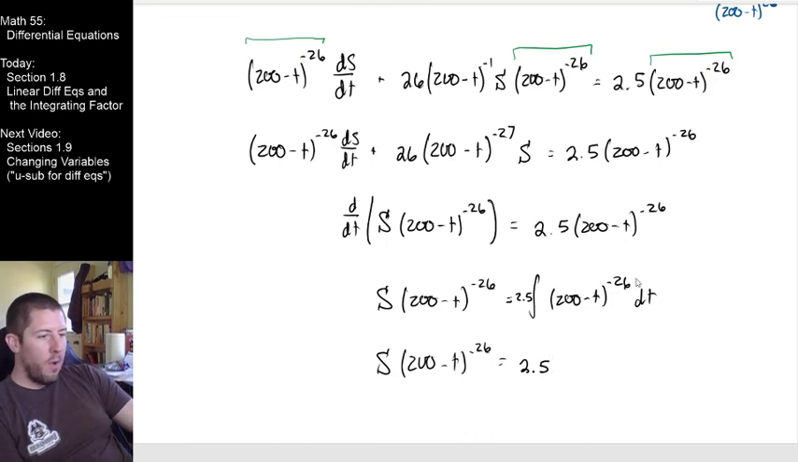What are we getting from this guy? Well, this is just a power rule. I'm going to skip the u sub, but all it's going to do is pop out a negative. I'm going to add 1 to the power to get negative 25, and therefore I need a negative 1 over 25 to cancel that out.